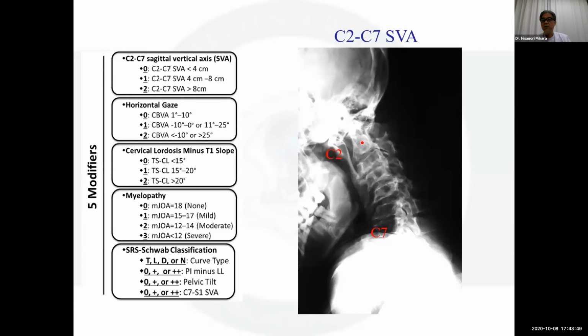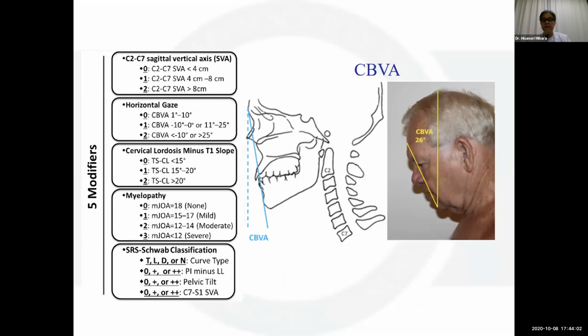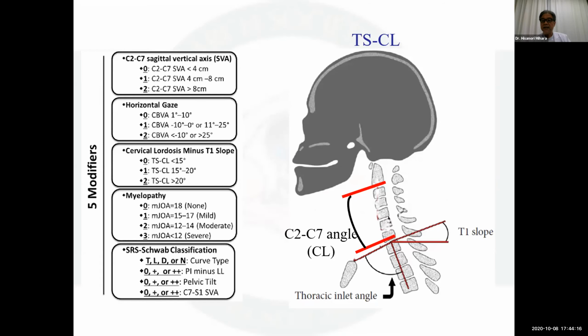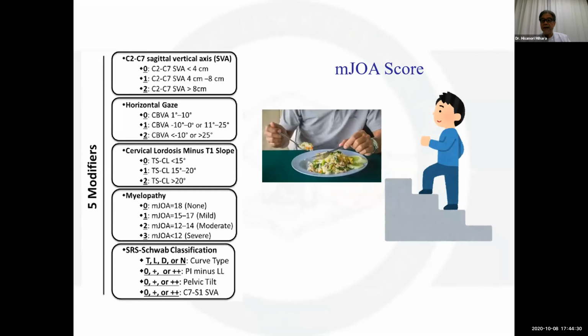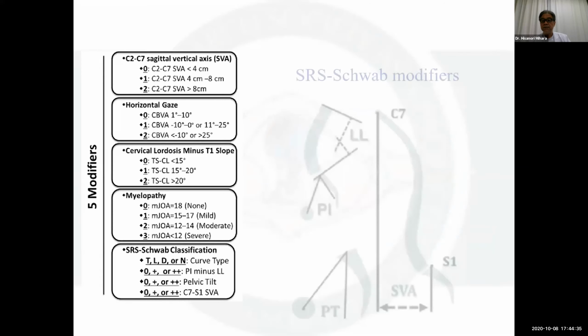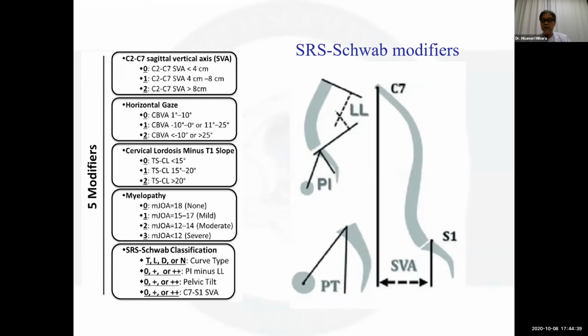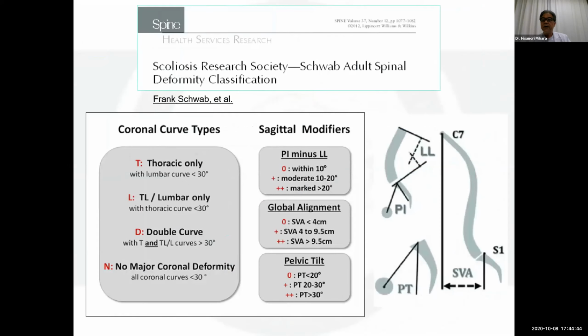Ames also advocated 5 modifiers as follows. C2-C7 SVA indicates the distance between the C2 and C7 prime lines. CBVA means chin-brow vertical angle, which directly reflects the severity of drop head deformity. TS-CL means the mismatch between T1 slope and cervical lordosis. He suggested this value should be 15 degrees or less. Myelopathy is also picked up by using the mJOA score. In addition, the SRS-Schwab classification is included as the HIFS modifier. This paper written by Frank Schwab is very famous, and please remember the key parameters such as PI minus LL, SVA, and pelvic tilt.